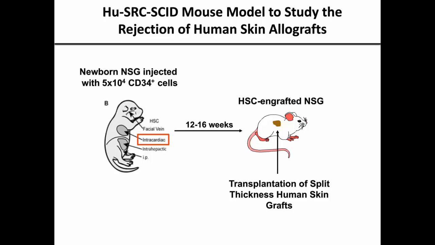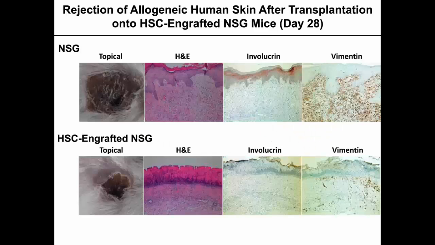This is kind of a summary topically of the data, where we looked at either an unengrafted NSG animal, and once again, you can see well-formed skin on these animals, including epidermal and dermal layers by H&E, and even with specific markers for the epidermis, involucrin, we see nice staining, and for the dermis, including vimentin, we have a nicely formed dermis. On our HSC-engrafted animals, and these have a functional human immune system, what you're really left with is a scab-like structure on the animals with very little human epidermis or dermal layers detectable in these mice.